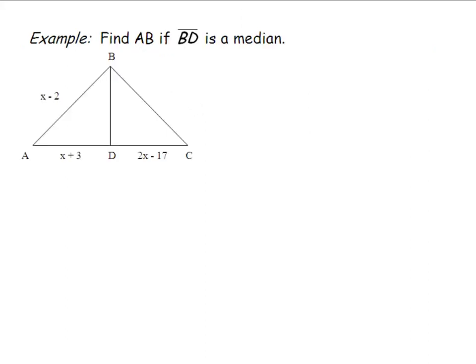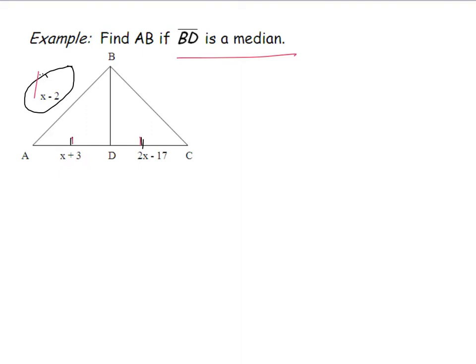In this example, it asks you to find AB. So here's AB. They also tell you that BD is the median. BD is the median, so I'm going to put my marks here. If BD is the median, that makes these 2 congruent. If I want to find AB, I'm going to have to solve for x somehow. Using the other information we have, if BD is the median, I should know that AD and CD are congruent. And if they're congruent, their measures are equal.